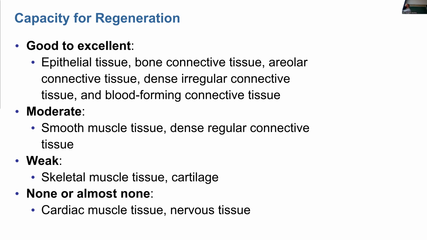Cartilage is avascular, so it doesn't have a great blood supply. That's why injuries to the cartilage of, for example, your knees can be so detrimental and take such a long time to heal, or in many cases can't heal and require surgery. Other tissue basically can't heal at all or very, very little. So cardiac muscle and nervous tissue.